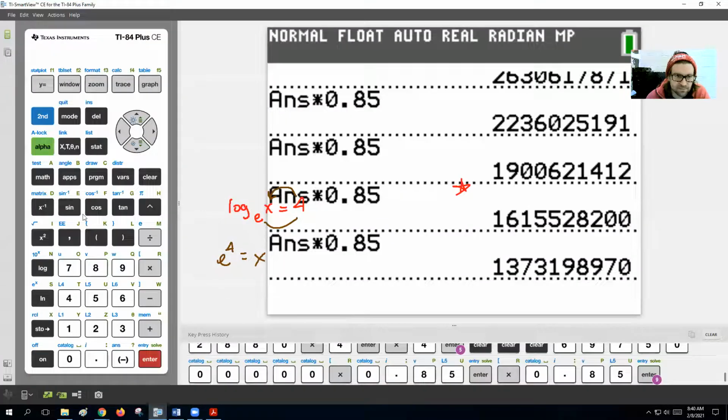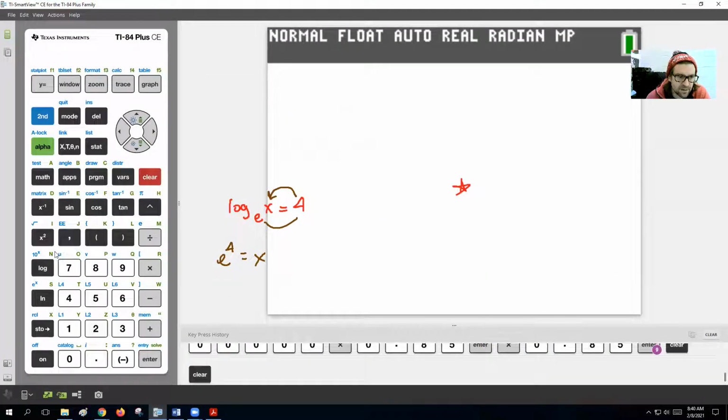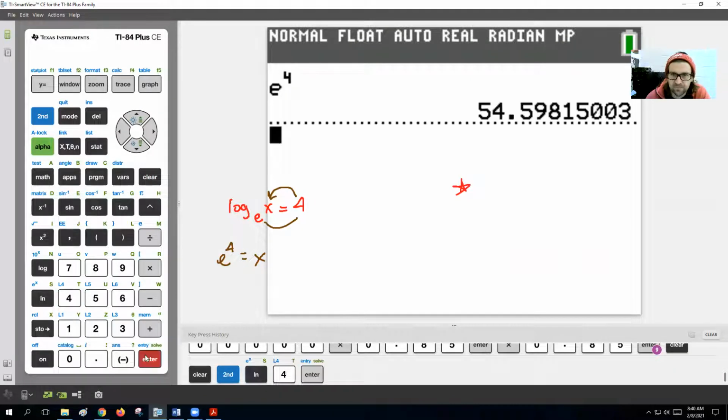Switch over to a calculator. Ooh, it's pretty large, but it'll work. And the e button here, we got to press second ln to get the e, 4th power, and there's our answer, 54.598 if we round.